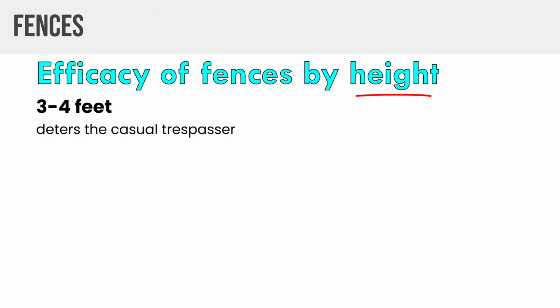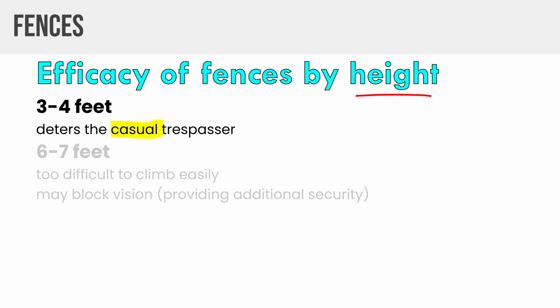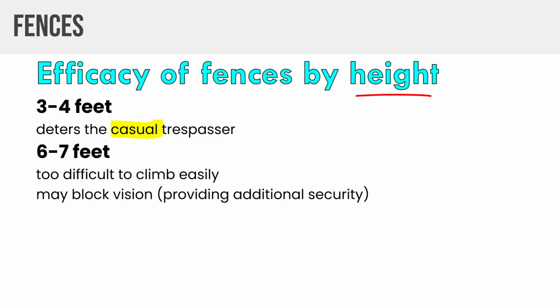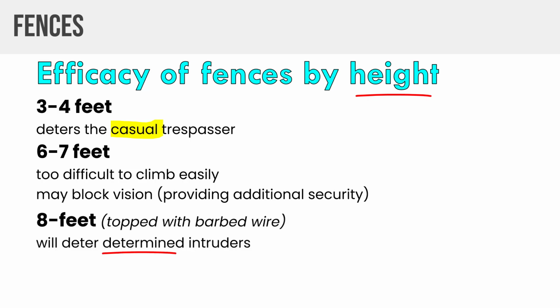So 3 to 4 feet of fence will deter the casual trespasser. A fence that is 6 to 7 feet tall is too difficult to climb easily, and it may block vision, providing some additional security. So most people are not going to be much taller than 6 feet on the average. An 8-foot fence topped with barbed wire will deter determined intruders.